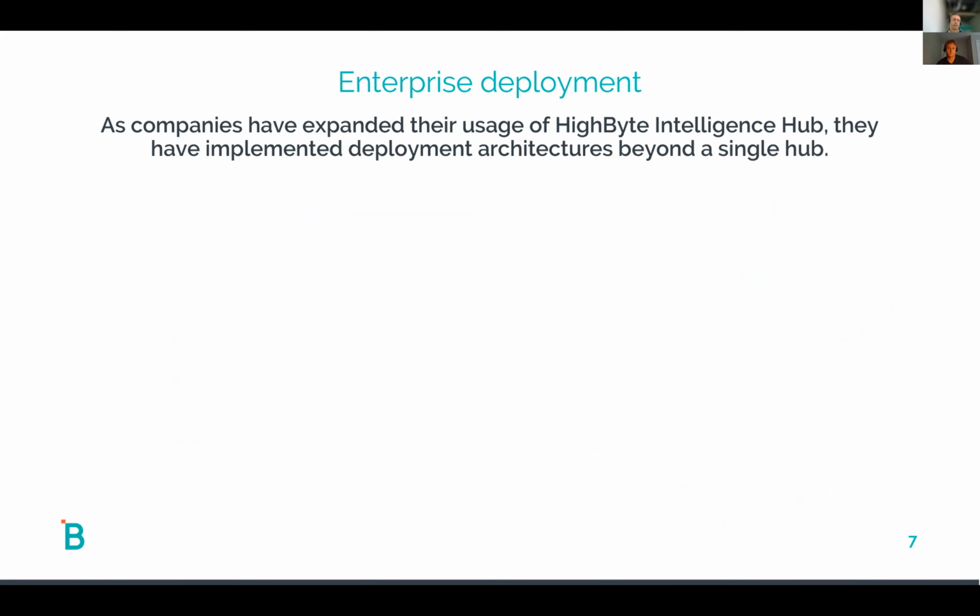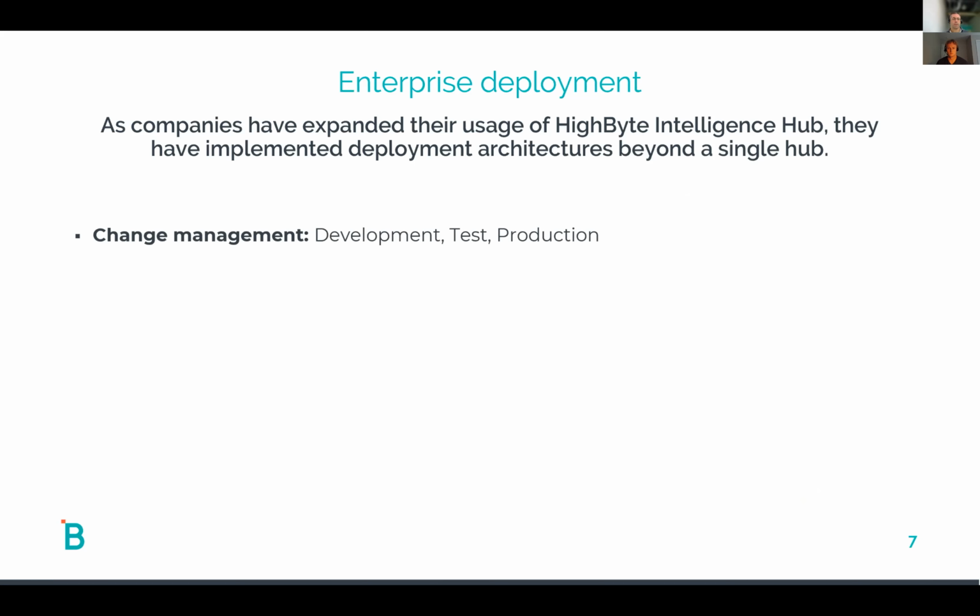Now that's the HighByte Intelligence Hub as a single hub. But as we've been deploying this in customers over the past year and a half, we've seen companies who've wanted to expand the usage of the Intelligence Hub. They want to not just run a single hub, but they need to implement multiple hubs within their deployment architectures. So why would they need to do that?